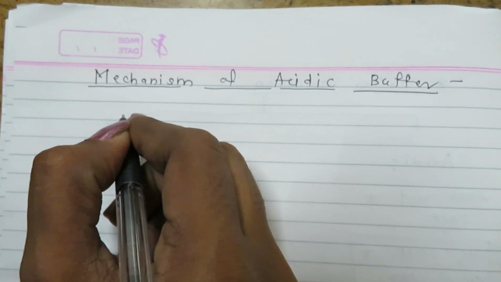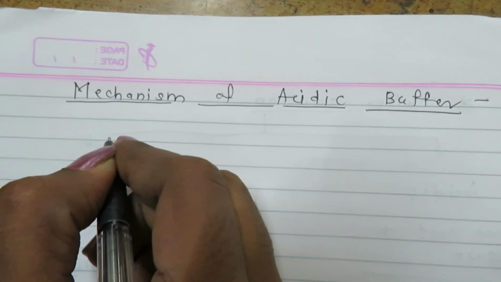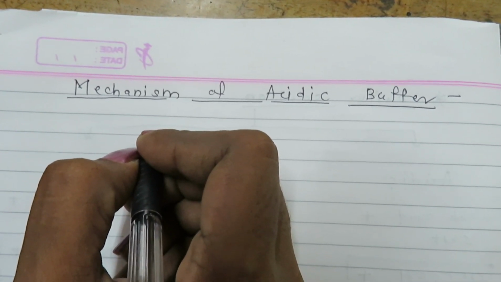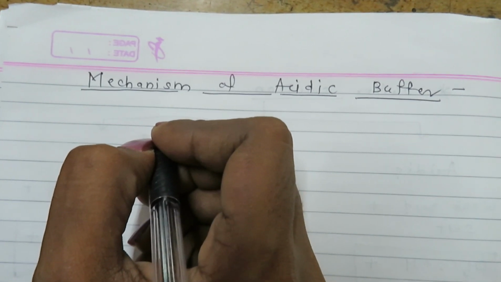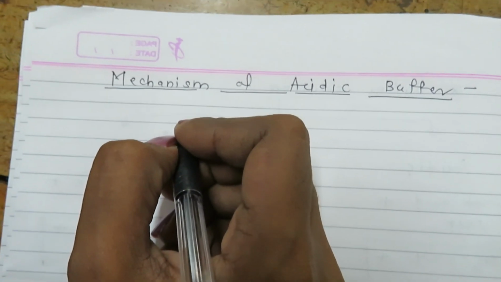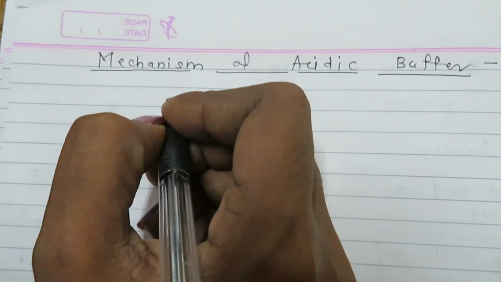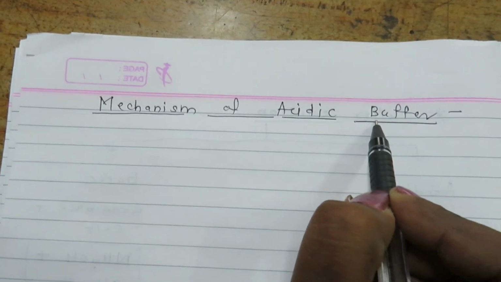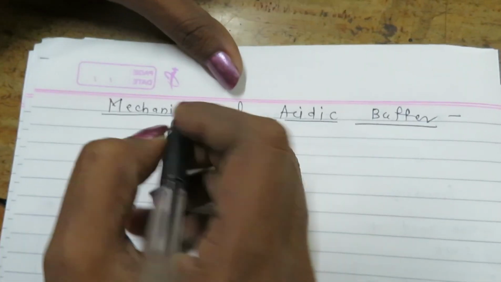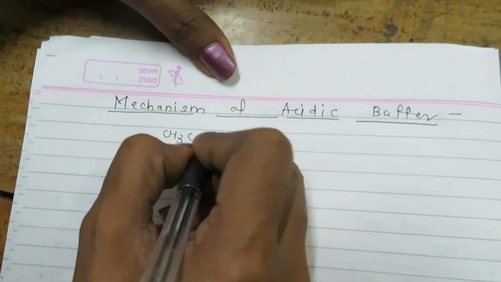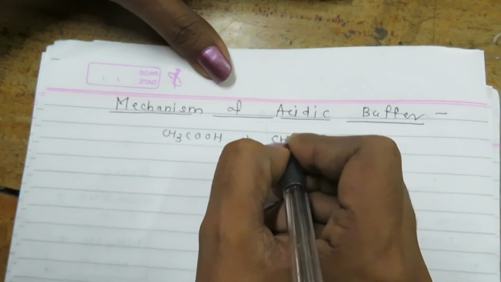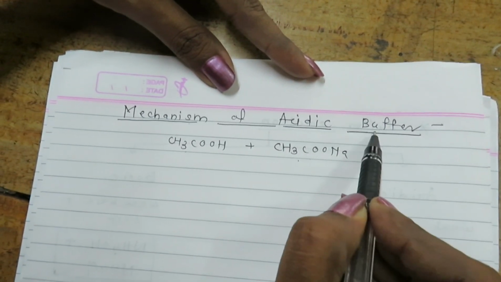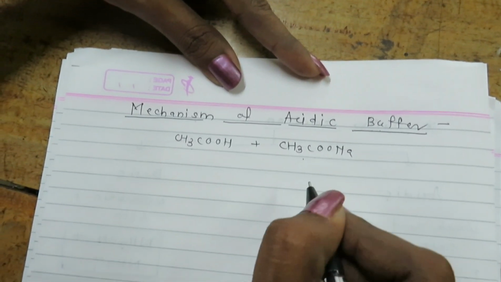So what happens, this buffer solution resists a large change in their pH because they have some reserved acidity and reserved basicity. So whenever excess of acid or excess base is added to them, their reserved acidity or reserved basicity neutralizes the excess. We will consider now the mechanism of acidic buffer. For that we are considering the example of acetic acid and its salt, sodium acetate. Mixture of them is called acidic buffer.